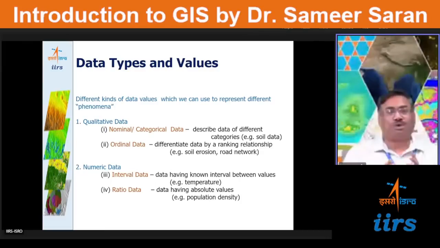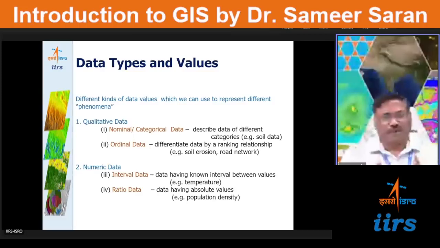Qualitative data are those data sets wherein you only try to provide the qualitative aspect. Within qualitative, one is categorical data, another one is ordinal data. Categorical data is where you are defining individual entities, which are distinct in nature and provide very specific information, like a land use land cover map or soil type map. Those are totally independent of each other, and they are categorical in nature.